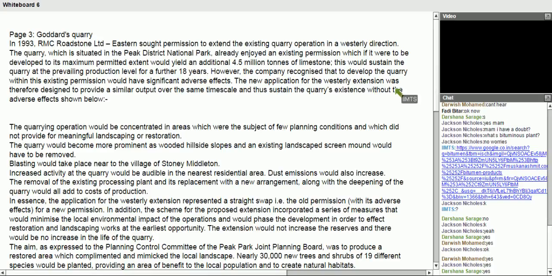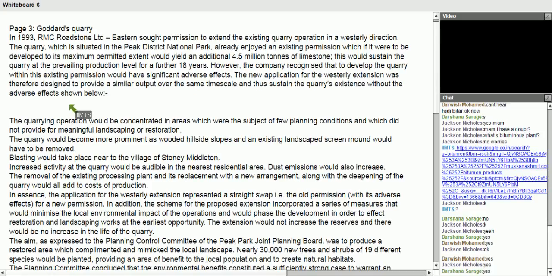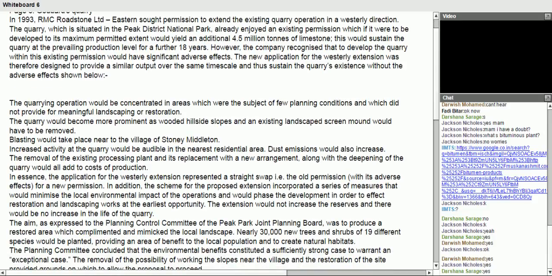However, the company recognized that to develop the quarry within this existing permission would have significant adverse effects. The new application for the westerly extension was therefore designed to provide a similar output over the same timescale and thus sustain the quarry's existence without the adverse effects shown below. The quarrying operation would be concentrated in areas which were subject to few planning conditions and which did not provide for meaningful landscaping or restoration. So they have decided they are only going to form quarries at places which can be restored.